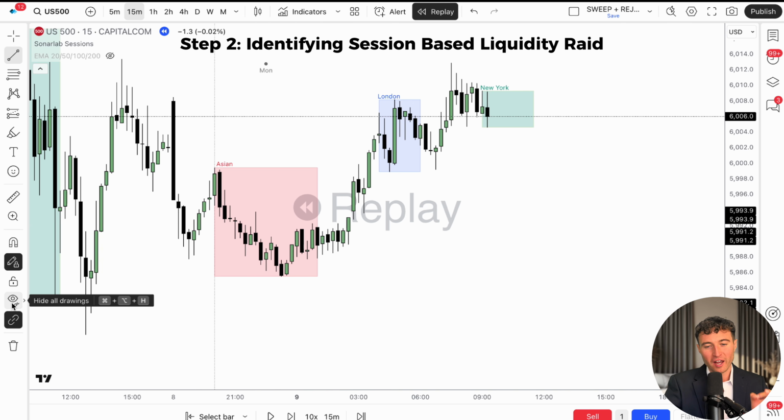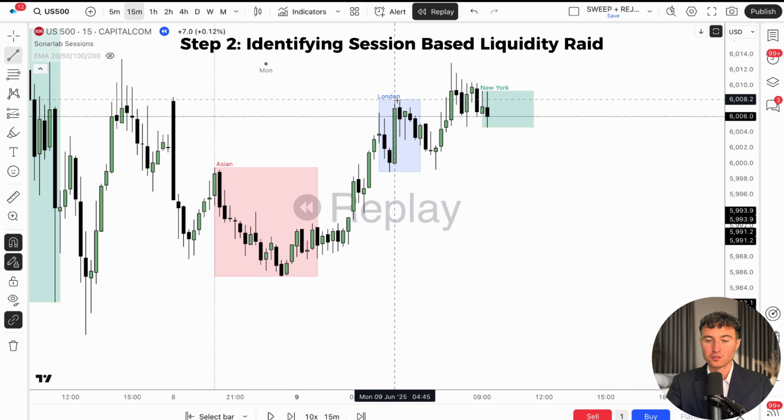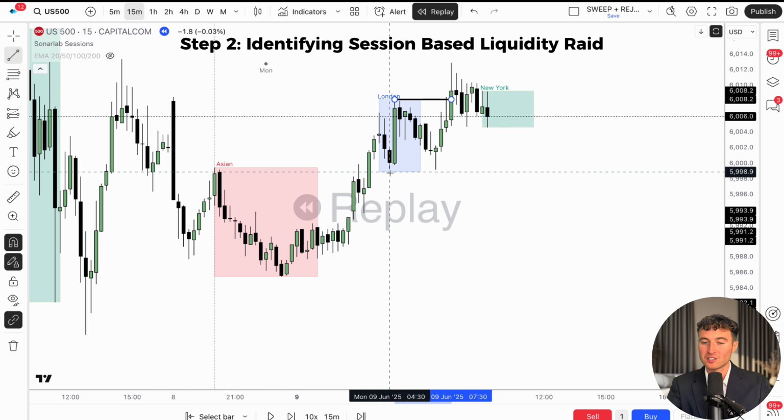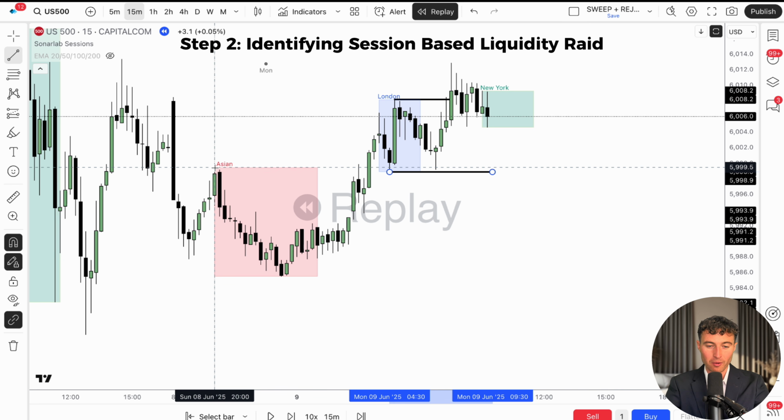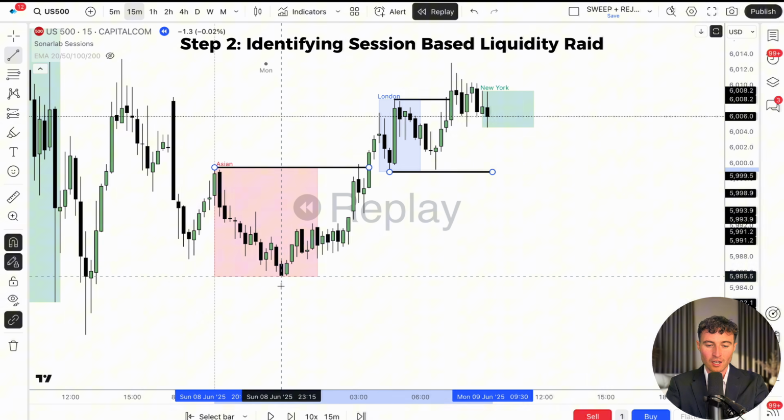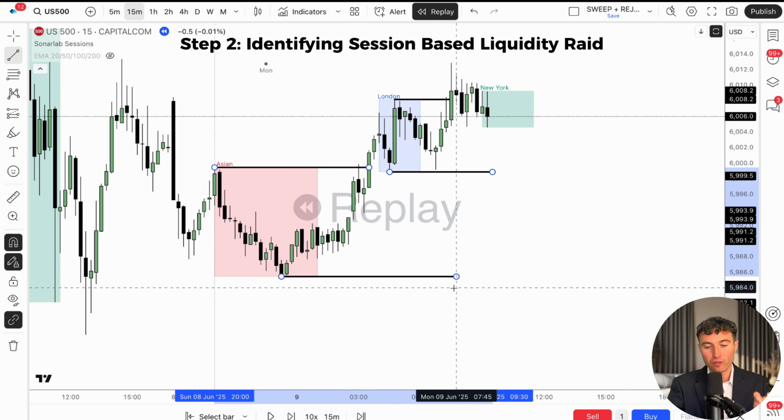So I want you to understand that we have buy-side and sell-side liquidity resting above and below previous sessions' highs and lows. So for example, we have buy-side liquidity resting above the London session high. We have sell-side liquidity resting below the London session low. We also have buy-side liquidity resting above the Asia session high, and we have sell-side liquidity resting below the Asia session low.